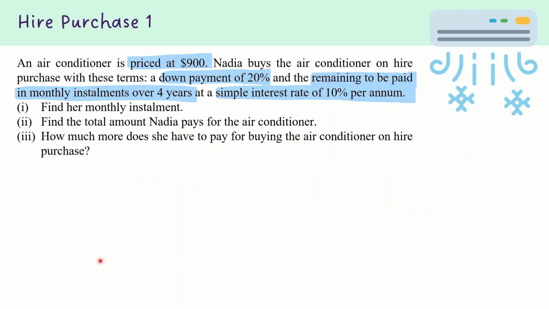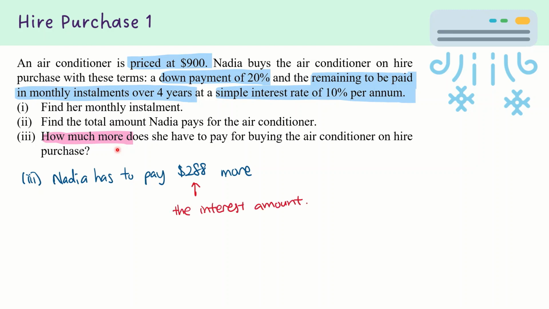Moving on to part 3, the question asks how much more does she have to pay. So actually in part 2 and part 1, we have already found the answer. The hire purchase price is usually more expensive than the original selling price, and that is due to the interest itself. So therefore, the additional amount that she has to pay is actually $288, and that is the interest amount.